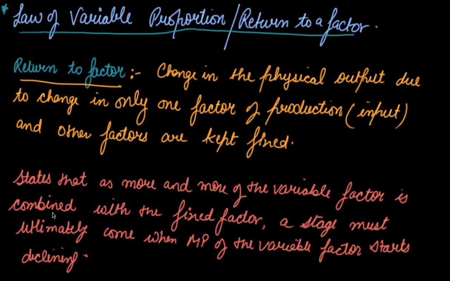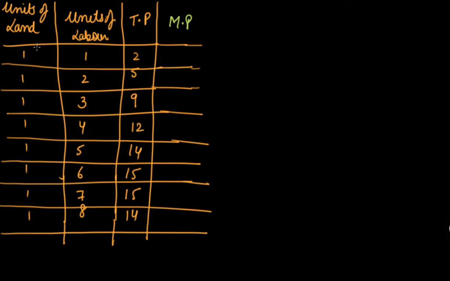So a stage will come when your marginal product, that is the additional output by adding an additional variable factor, will start declining, right? So let's see with the help of an example. This is the unit of land, that is your fixed factor, which will be constant in the short run. This is your units of labor, that is your variable factor, and you are adding the variable factor to the fixed factor. 1, 2, 3, 4, 5, 6, 7, 8. This is your total product: 2, 5, 9, 12, 14, 15, 15, 14. Let's calculate the marginal product. 2, 3, 9 minus 5 is 4, 12 minus 9 is 3, 14 minus 12 is 2, 15 minus 14 is 1, 15 minus 15 is 0, 14 minus 15, that is minus 1.